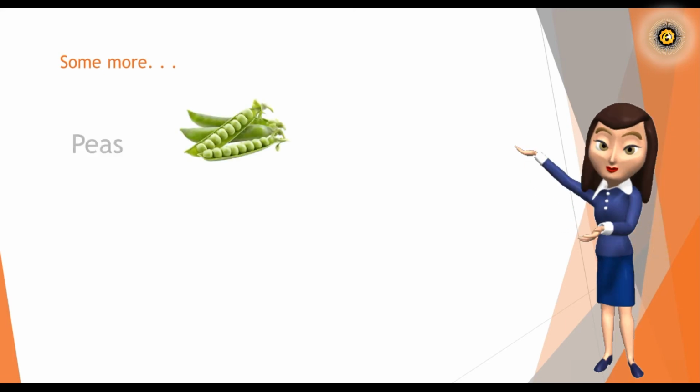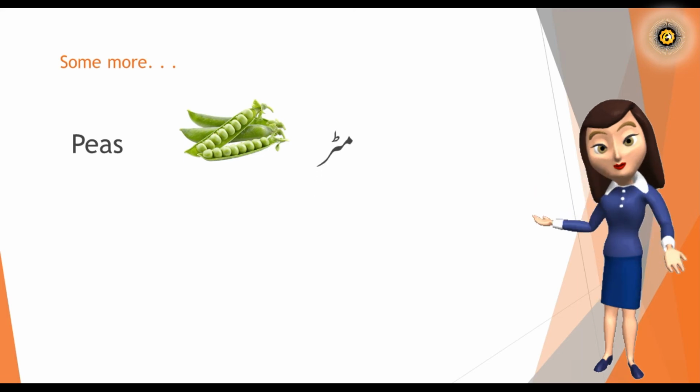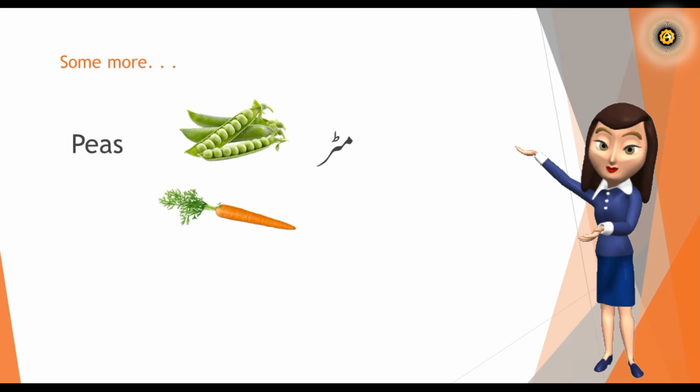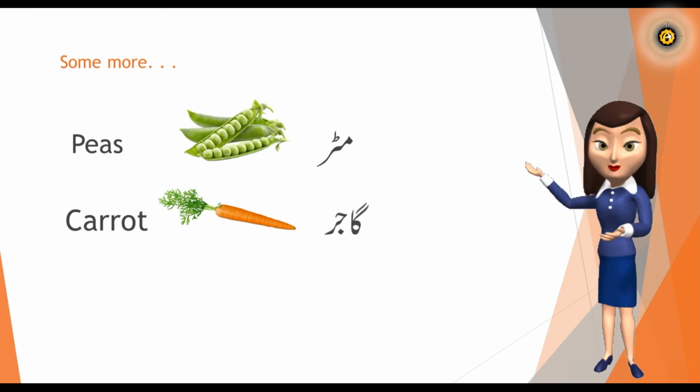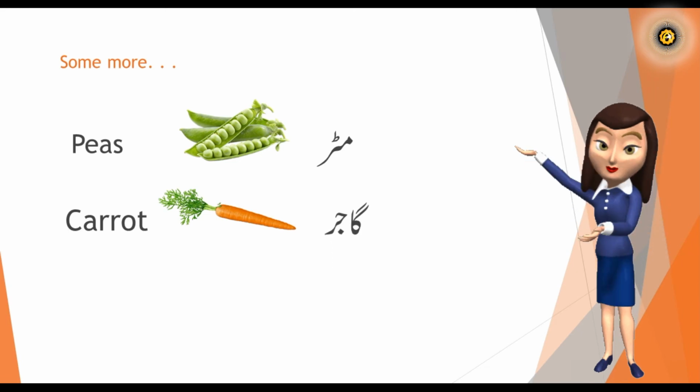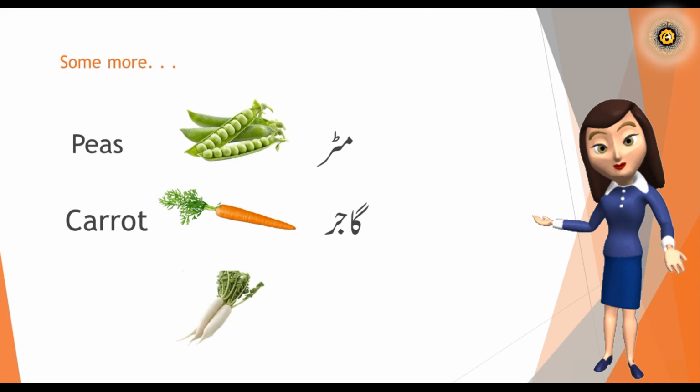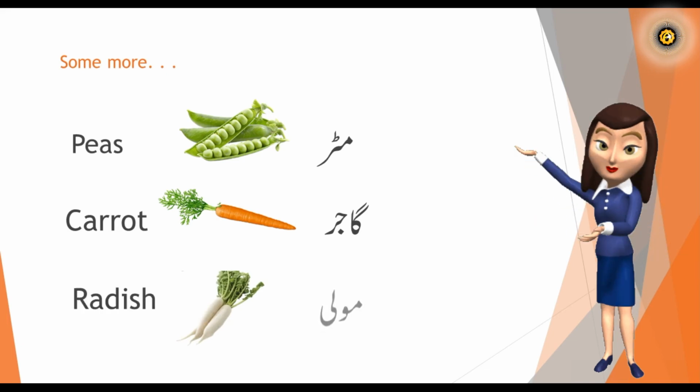Now let's learn some more. Peas, and in Urdu, matar. Carrot, in Urdu, gajar. Radish, and in Urdu, mooli.